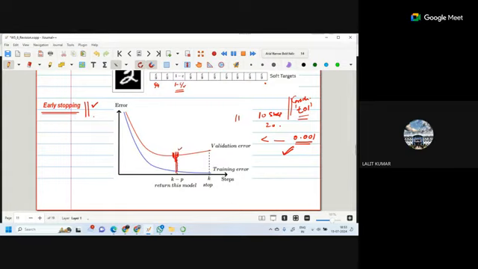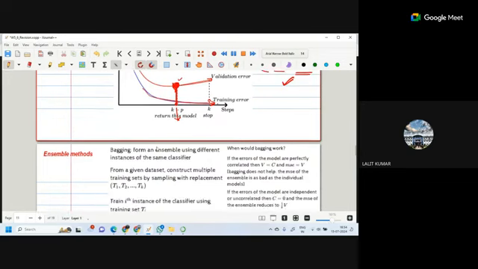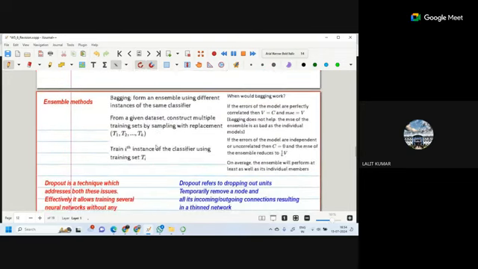Otherwise, what will happen if I don't stop? My training error will keep becoming smaller and smaller, ultimately becoming 0. But we know that this is a case of overfitting, and in case of overfitting, my validation error will start increasing. So this is the point where I take a decision that I stop.